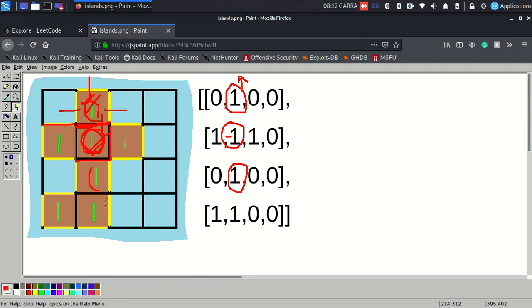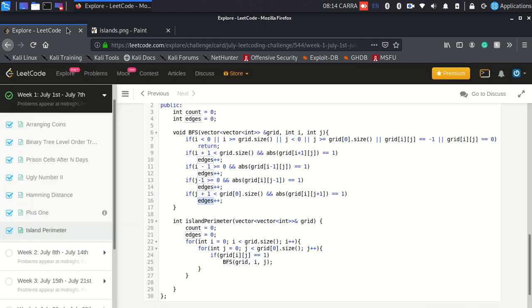So for this particular set of this one and this one, it will run 2 times. For this particular one, it would tell that I have shared 1 edge and 2 edges, and for this particular one, it would tell that I have shared 1 edge. So that's basically 3 edges that I need to subtract from the total edges of all the islands combined.